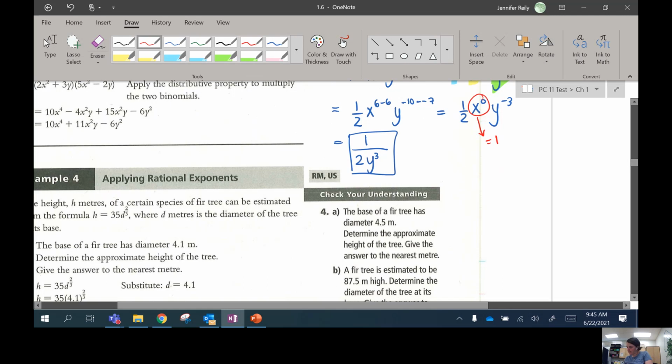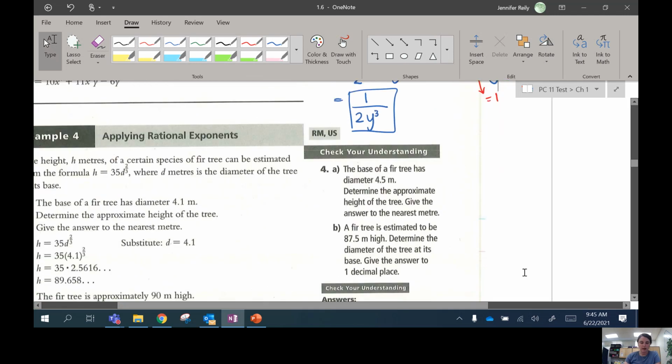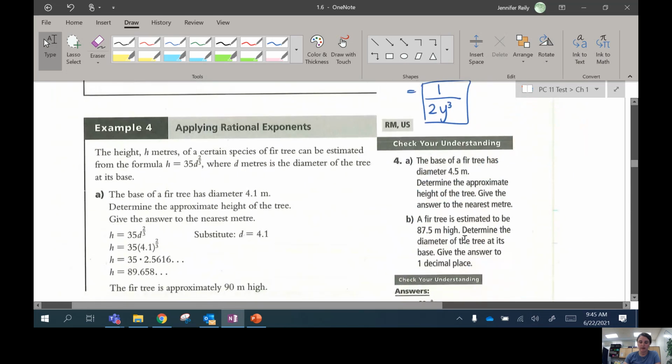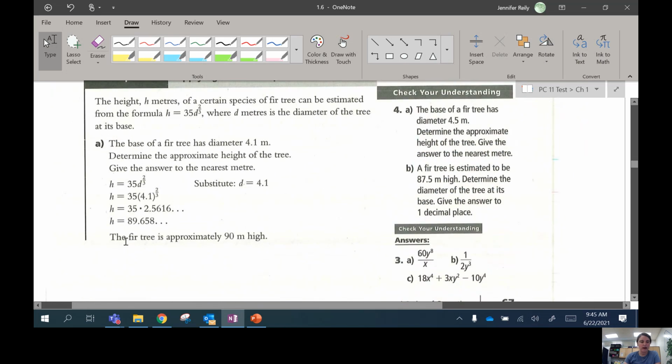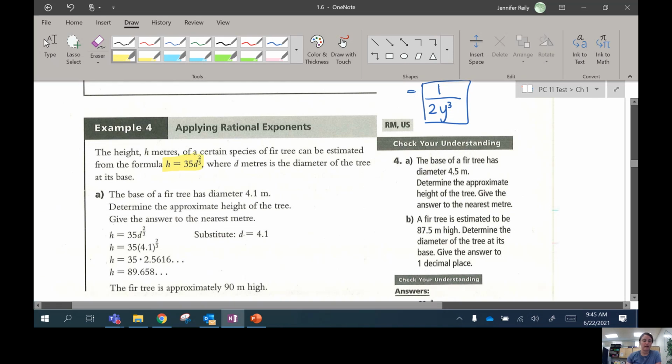Okay, and then finally, we're going to do a word problem here. Check your understanding number 4. So there's not much space to do it, so I'm going to do it under here. And this word problem refers to this formula given in the example 4 here. So it says the height of a certain species of fir tree can be estimated by this formula. So a lot of different formulas in science involve exponents. And D is the diameter of the tree. And H would be the height.